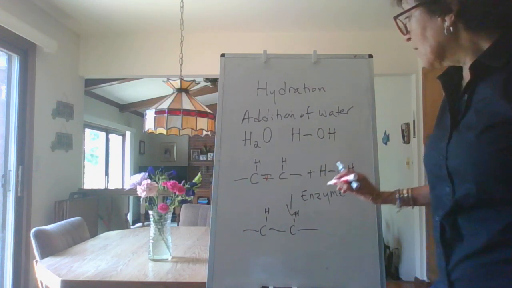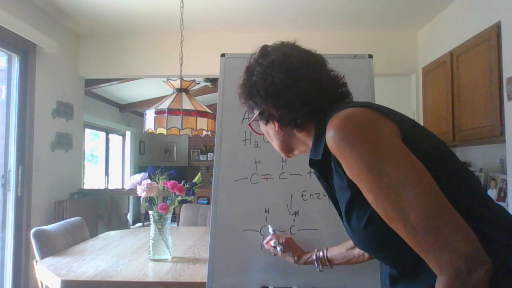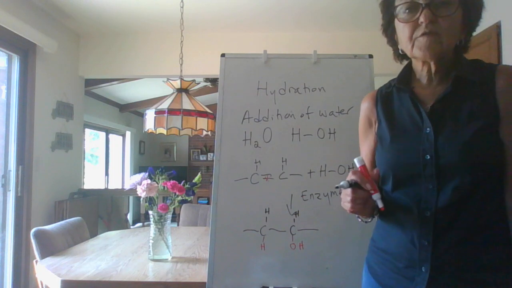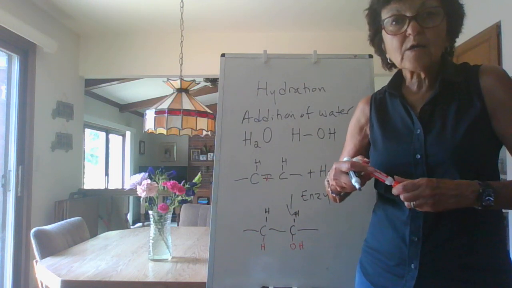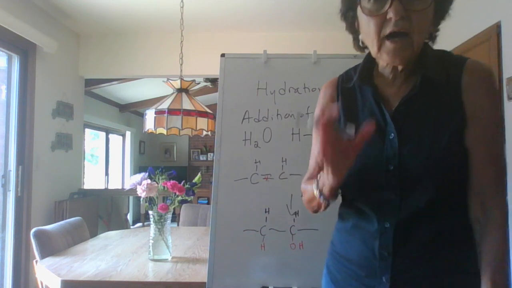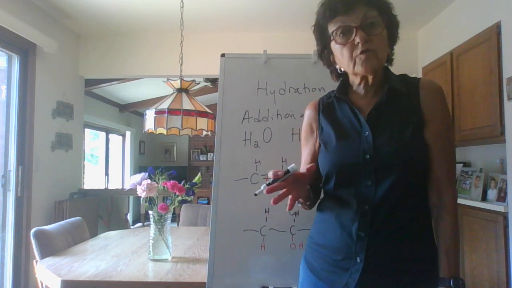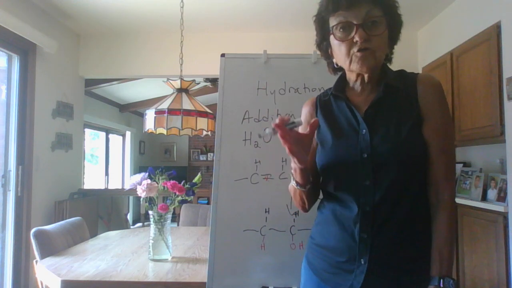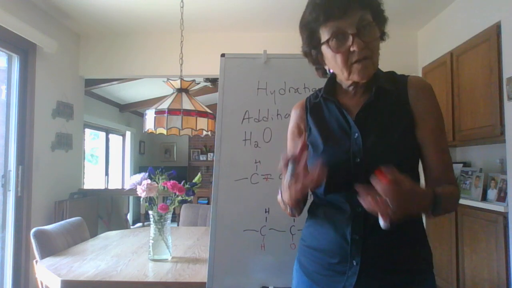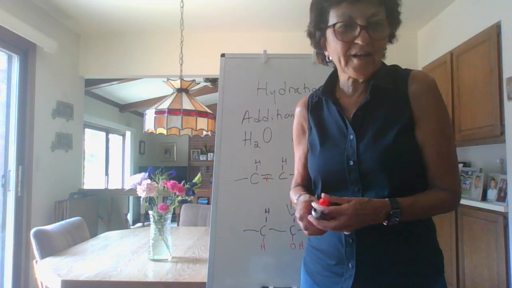All right, what happens? The H comes here, the OH comes here. So if you see a reaction where I am adding water to a double bond, you know that this is a hydration reaction. If you see a reaction where I'm adding hydrogen molecules to double bonds, that's called hydrogenation. Okay? Great. All right, in the next video, we'll do oxidation and reduction and maybe get to esterification also.